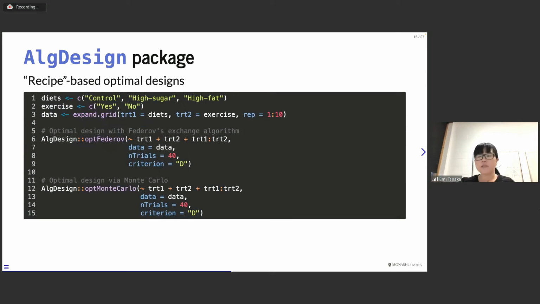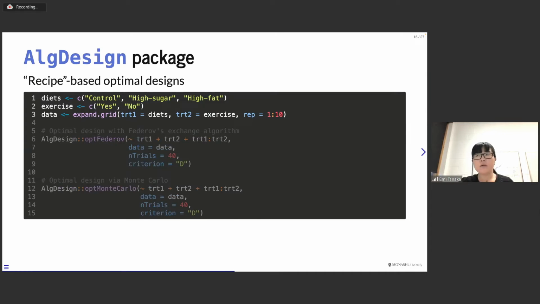Now, let me show you the other one. This is the AlgDesign package. It generates a class of optimal designs where a particular model is given. Based on the user-chosen criterion, it's going to algorithmically find the permutation of treatments such that it optimizes the criterion.